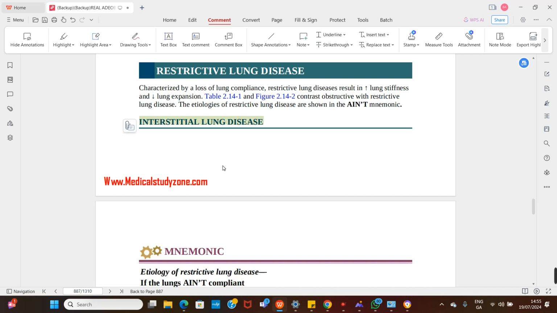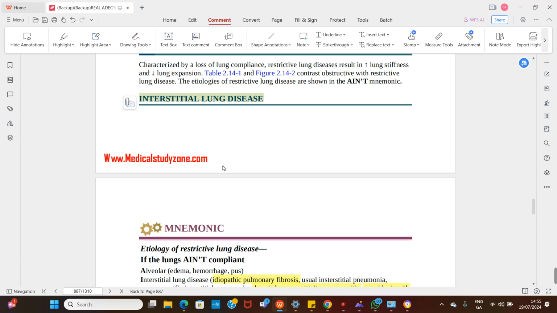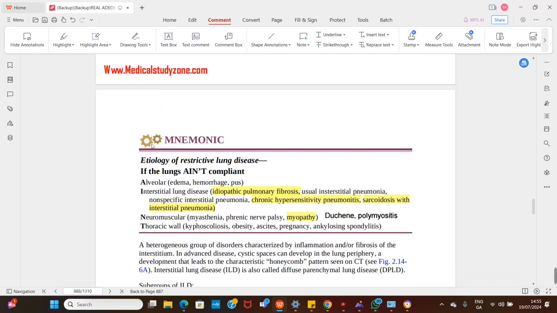So, restrictive lung disease generally is just a problem with compliance. The lungs cannot expand to take in air. There's a problem with taking air into that lung. That is restrictive lung disease, but you can categorize them into 4 classes. And the acronym is AINT. Alveolar, interstitial, neuromuscular, and thoracic. So if your DLCO is reduced, you are dealing with more of your interstitial.